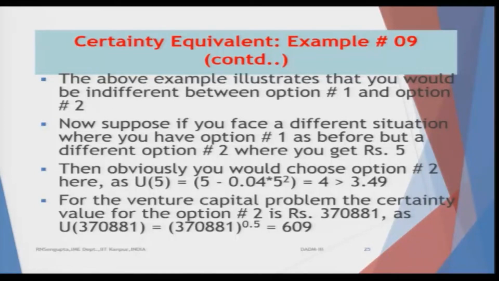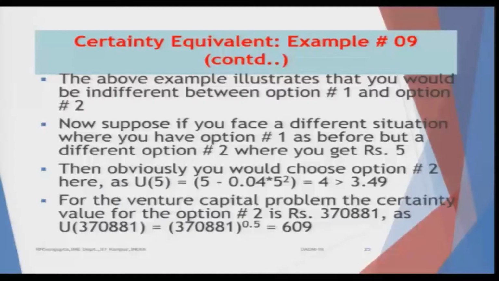Now, that 4 is greater than 3.49. So, obviously in that case you would choose option 2, because its utility is higher. If you remember, I mentioned 3.49: for any value more than that you will go for the deterministic case, and for any value less than 3.49 you will go for the probabilistic case.